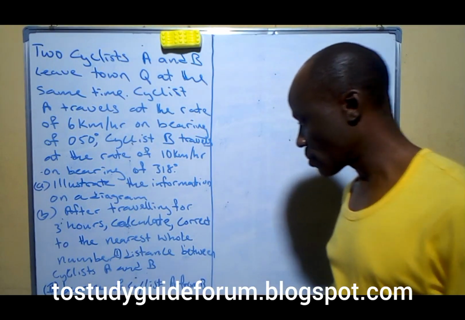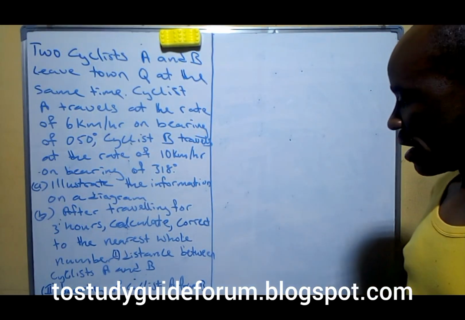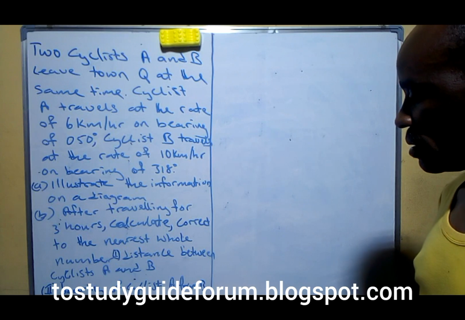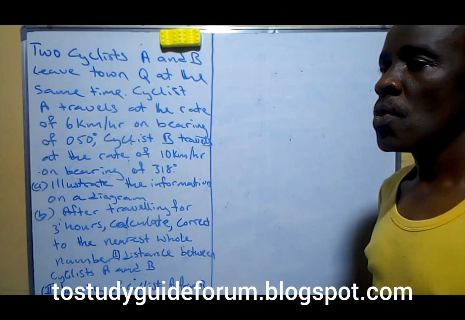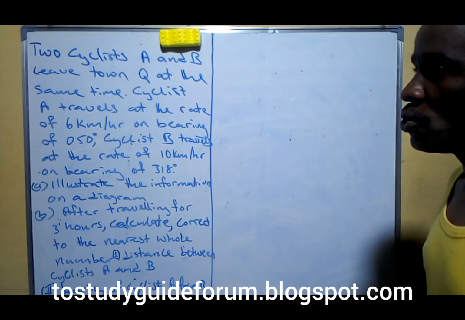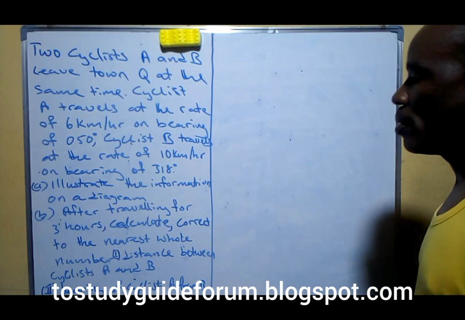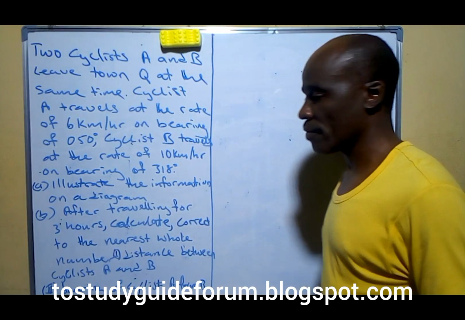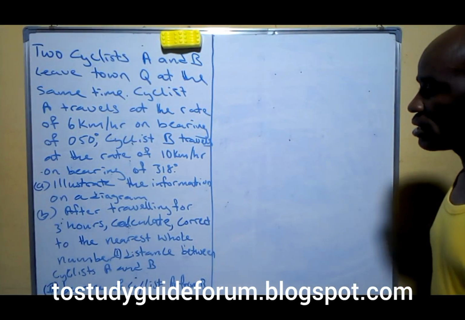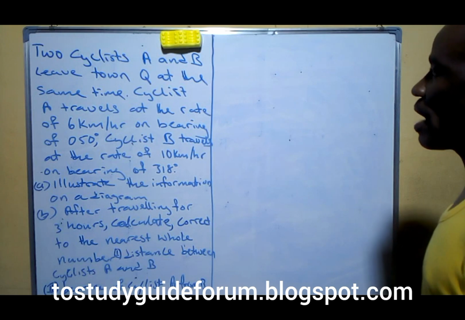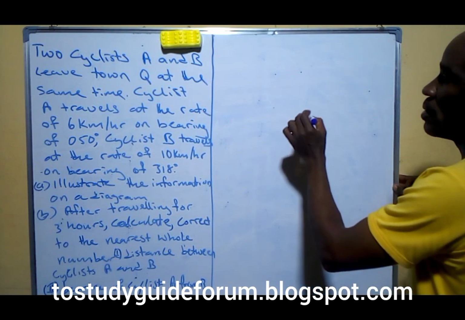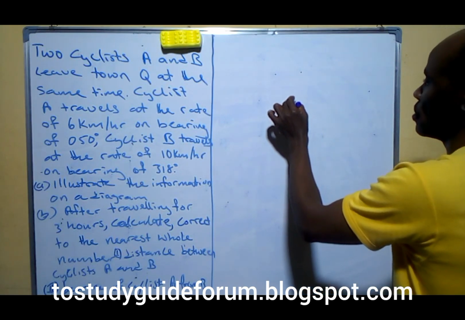And then find the bearing of cyclist A from B. The first thing we are going to do is take care of the first part, which says illustrate the information on a diagram. So what we have is the town. The town is Q.